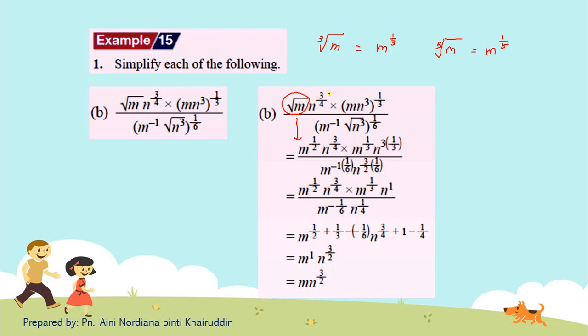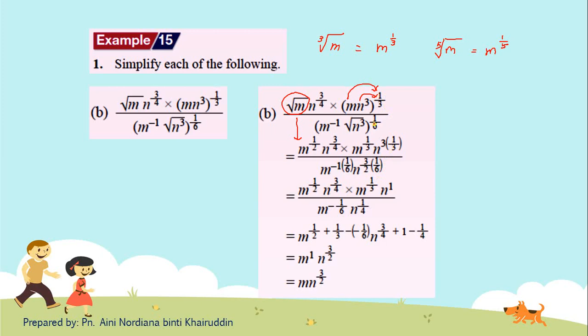n to the power of 3 over 4 remains unchanged, times m to the power of 1 over 3, n to the power of 3 times 1 over 3. This is in the form of raised to a power, so you have to take out the number in the bracket. So it becomes like this. Please pause this video and review again if you don't understand.